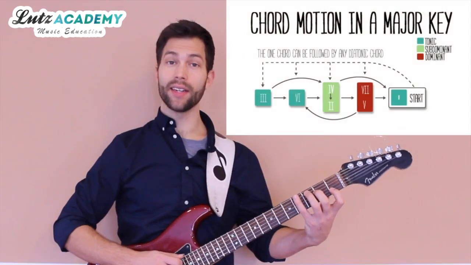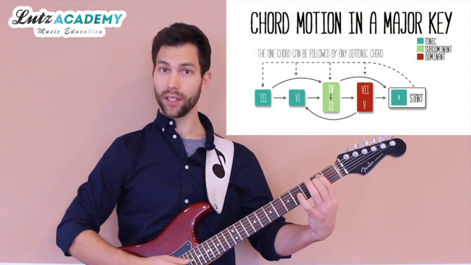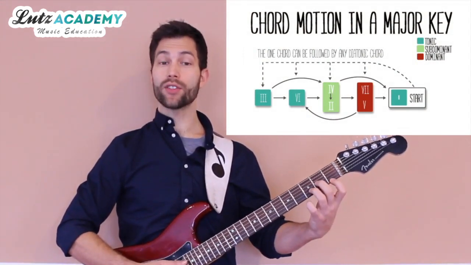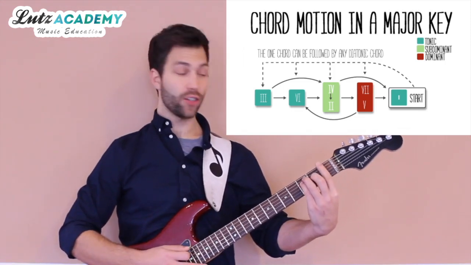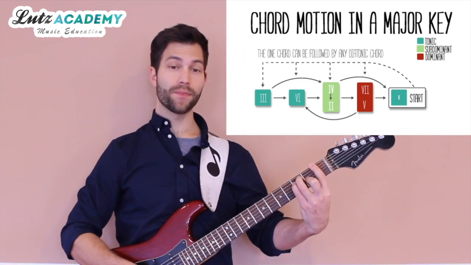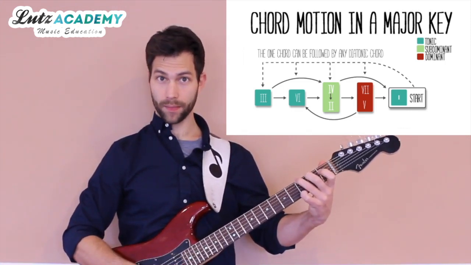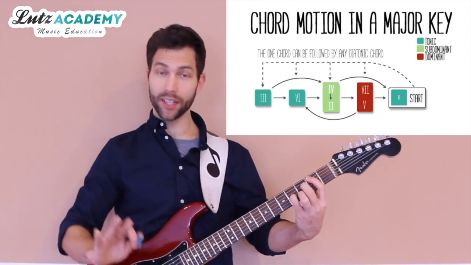So tonic again, 1 chord is C major, 3 chord is E minor, 6 chord is A minor. Subdominant, 2 is D minor, and 4 is F major. And for dominant we have the G chord is the 5, and B diminished is 7. So that's all the stuff.